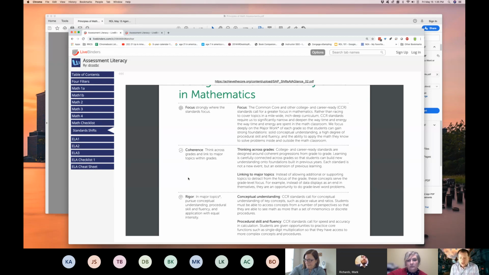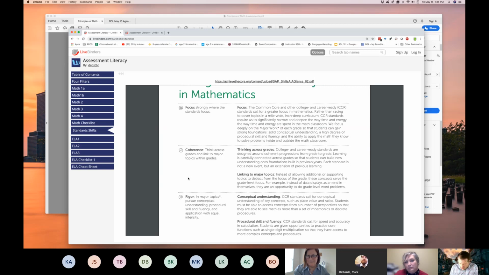Now, in Ohio, we can't do anything simply. We used to call it the major work of the grade. Some grade levels have officially changed, and now you might be hearing the term critical area of focus. They mean the exact same thing. It's the idea that we're going to take problems and funnel them through that.